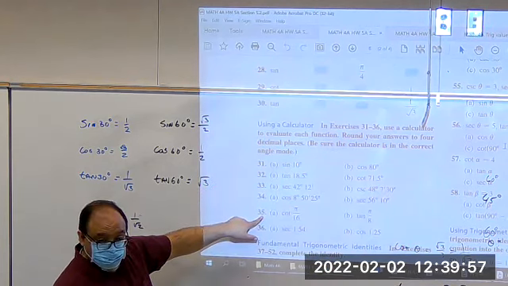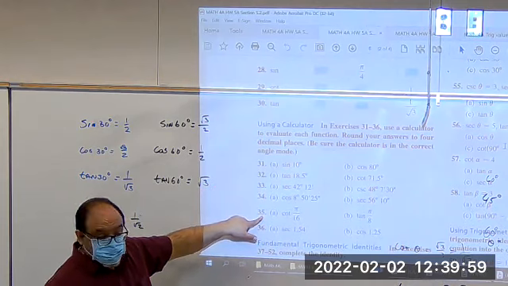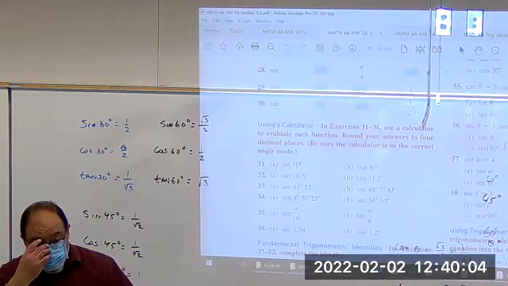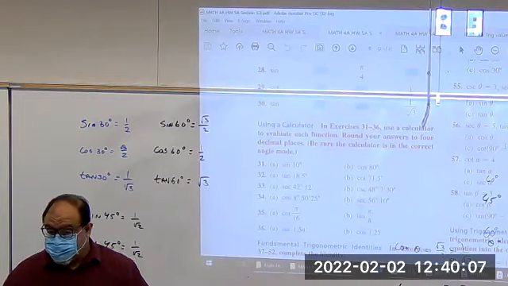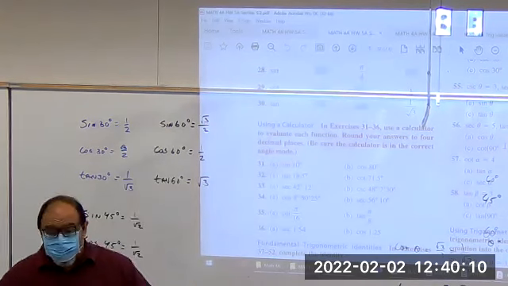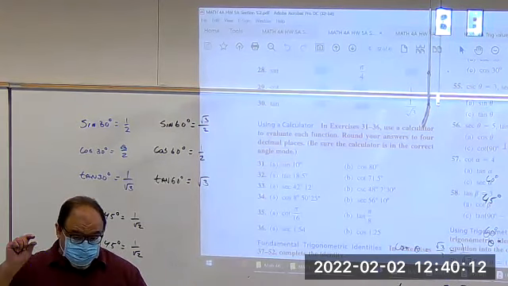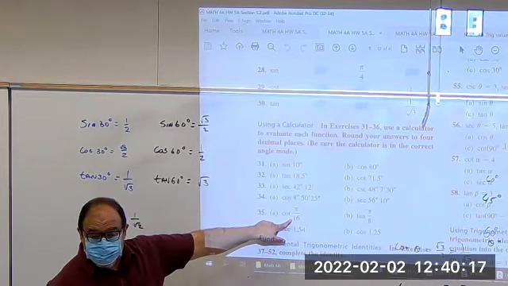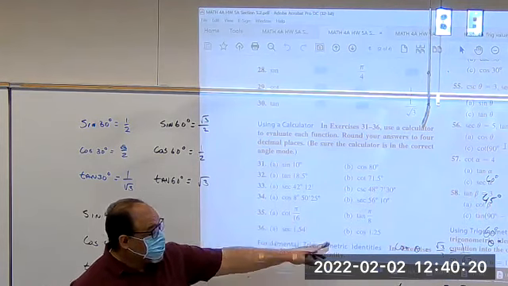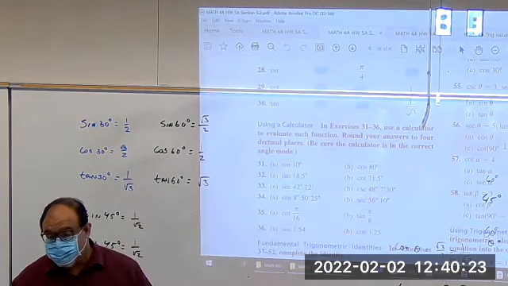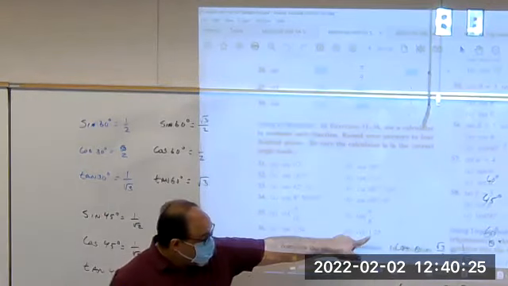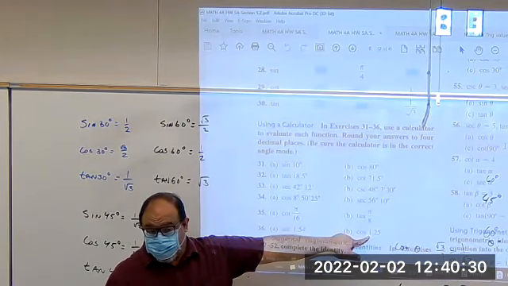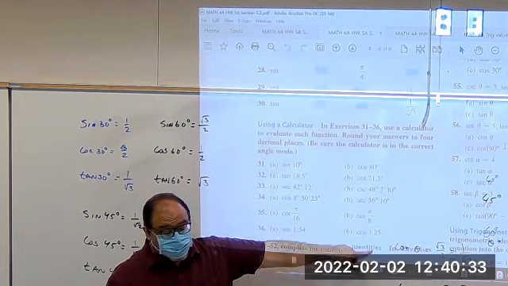35, the cotangent. So again, you don't have a cotangent button. So it's 1 divided by the tangent of pi over 16. Now, there's no degree symbol. That's radian. Not just because it's a pi, you can have pi degrees if there's a degree symbol. But there's no degree symbol, so that is radians. Put your calculator in radian. Like right here, it doesn't have a pi in it, but that's radian because there's no degree symbol. Okay? Be careful.